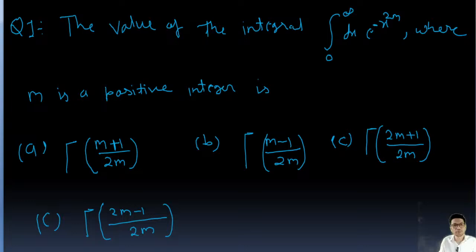So this is the question, guys. The value of the integral: 0 to infinity dx e to the power minus x to the power 2m, where m is a positive integer. So this integral value we need to find out. Okay, so I will solve now. It's an easy question, and I'm going to solve it.